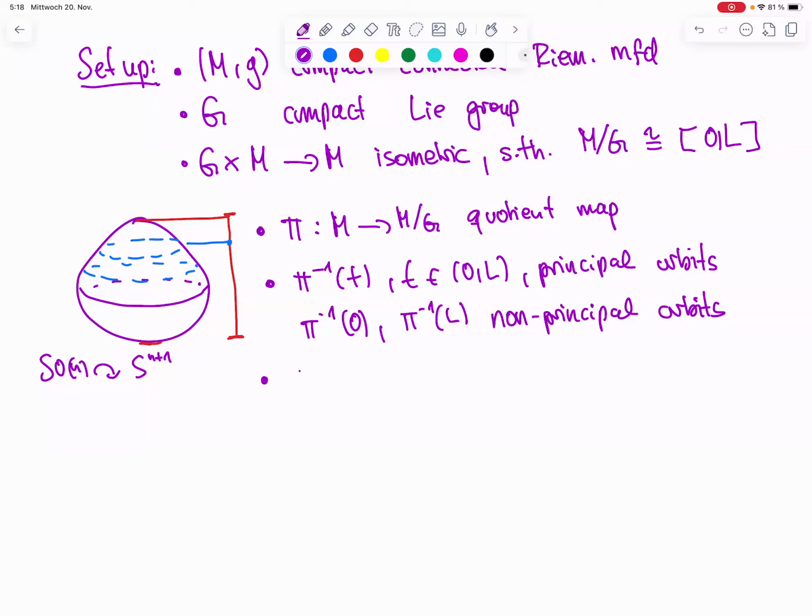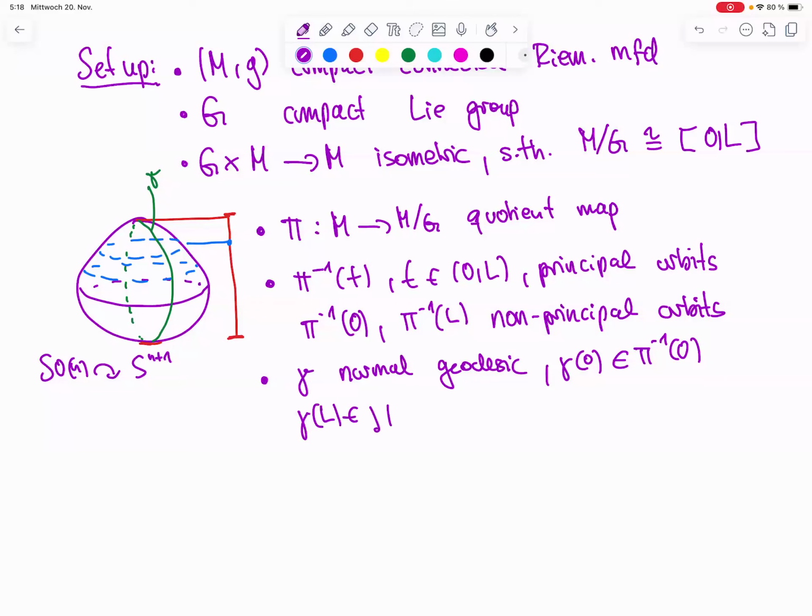Then we also have to fix a normal geodesic. This means a geodesic within the manifold which intersects all the orbits perpendicularly. So this is one fixed normal geodesic, and of course, in general, the choice is not unique, but we fix one such that gamma(0) lies in this non-principal orbit, gamma(L) lies in the other one.